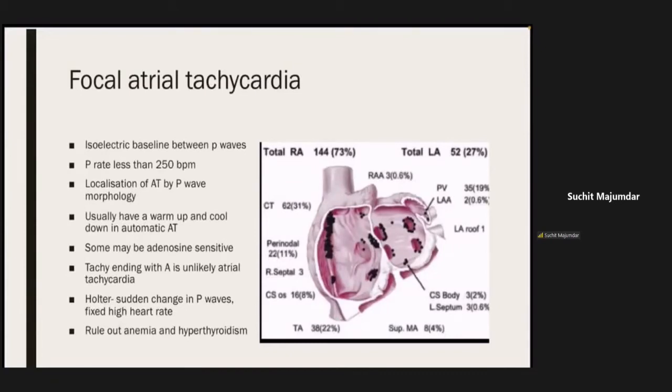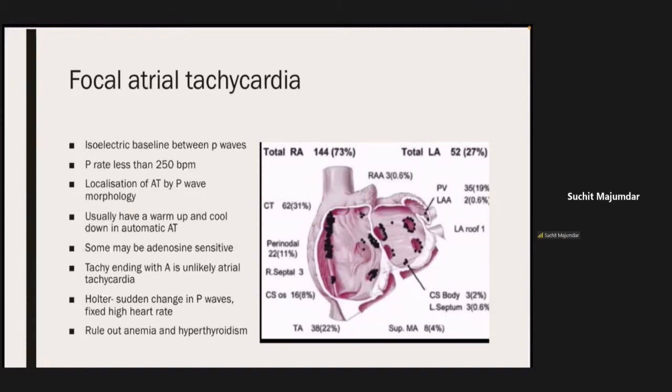Usually there is an algorithm by which you can find that. Usually the focal atrial tachycardia has a warm up and cool down. That is called an automatic atrial tachycardia, maybe adenosine sensitive. And if you have a tachycardia which stops with an A before coming to the sinus rhythm, then it is unlikely to be atrial tachycardia, because that A should have been conducted down. Why would it stop with an A? Another thing you can use is a Holter. If you see a sudden change in the P wave morphology in the Holter, then also it is suspicious of an atrial tachycardia.